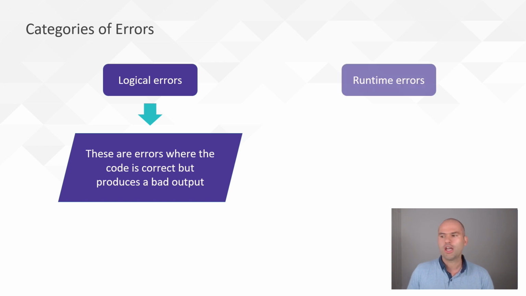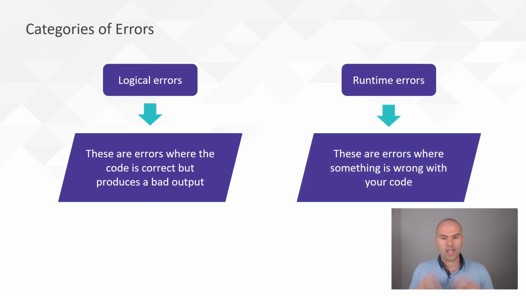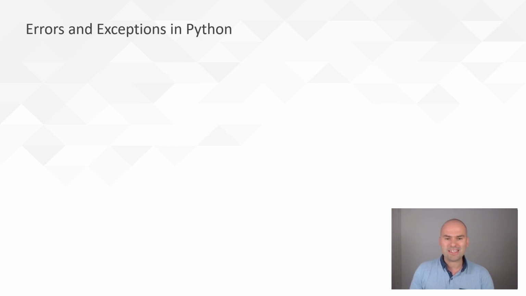What we're going to cover are called essentially runtime errors. So these are errors where something is inherently wrong with the code. The interpreter doesn't understand certain lines or cannot perform certain operations for whatever the specific reason. So these, the latter type of errors, break down into two categories.